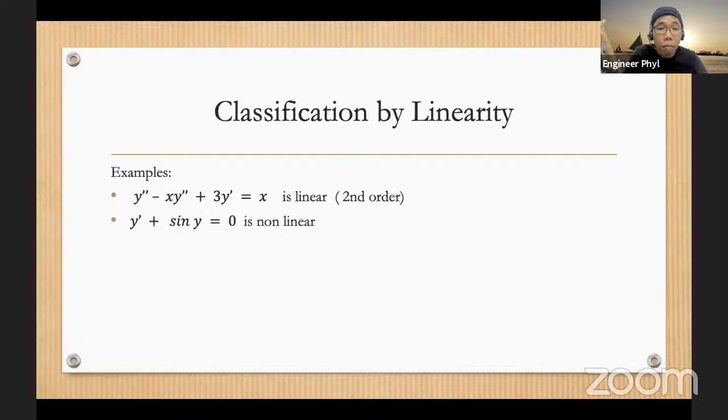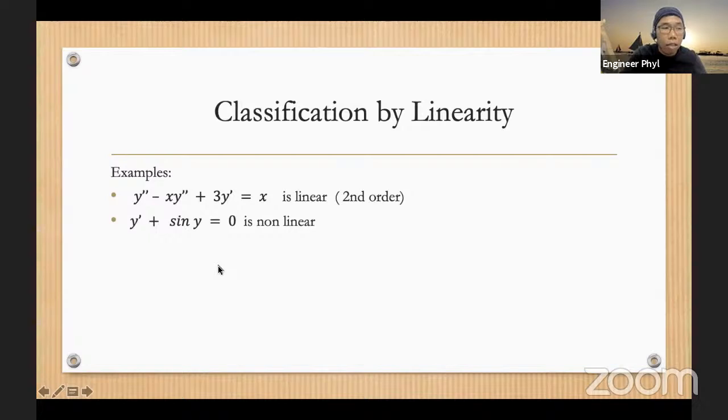Now, for the second example, this is a nonlinear differential equation. Why? As you can see, the unknown function y, or the dependent variable y, is in trigonometric form: sine of y. This makes the equation nonlinear because the sine function is a waveform, alternating. Although you have a derivative that contains a power of 1, having this term, sine of y, makes this equation nonlinear.